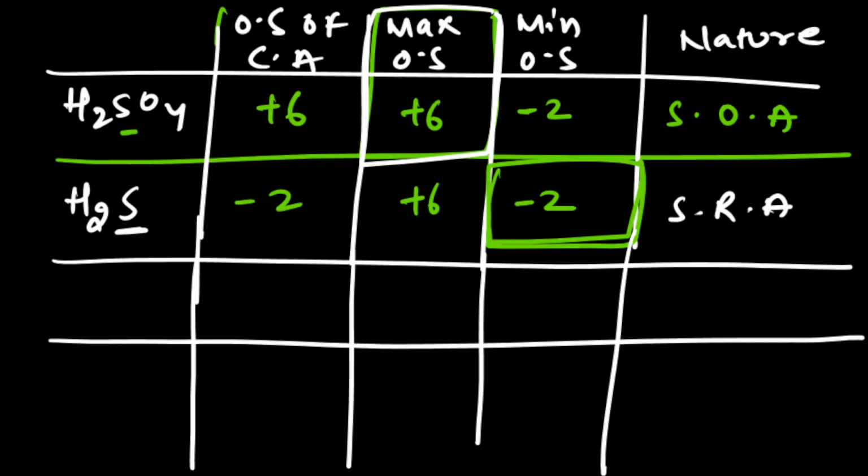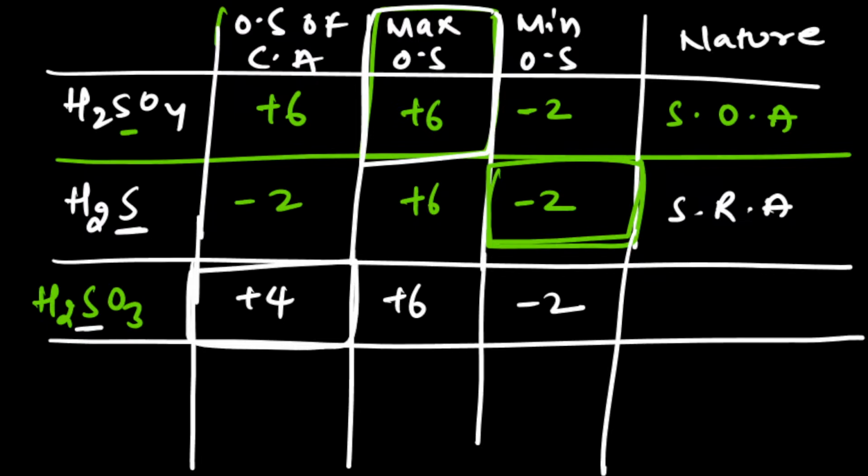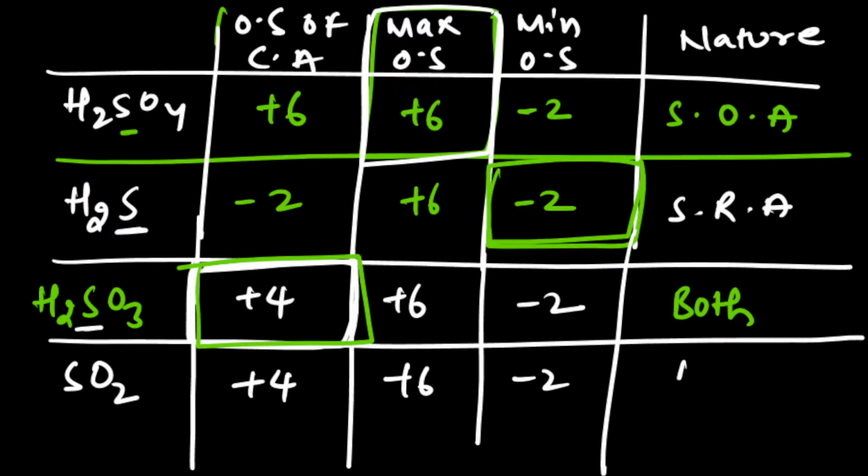Done. Now, next, suppose H2SO3 they have given. Now in H2SO3, the sulfur oxidation number is +4. Then maximum is +6, minimum is -2. Now you see, sulfur in H2SO3 is present in an intermediate oxidation state, so it will act as both, because +4 is present in between -2 as well as +6. So that's the reason it will act as both. Then if suppose SO2 they have given, SO2 is also +4, between +6 and -2, so it will act as both.